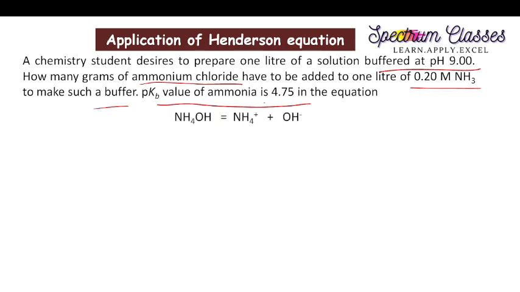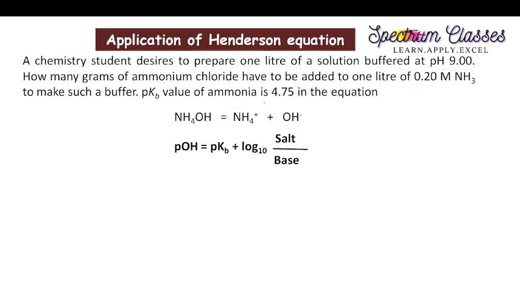So now applying the Henderson equation. This is the dissociation equation, and here in the Henderson equation for pH we have pH is equal to pKa plus log salt upon acid, and for base we have, this is for base, right? For base we have pOH is equal to pKb plus log salt upon base. Fine. So this is important.